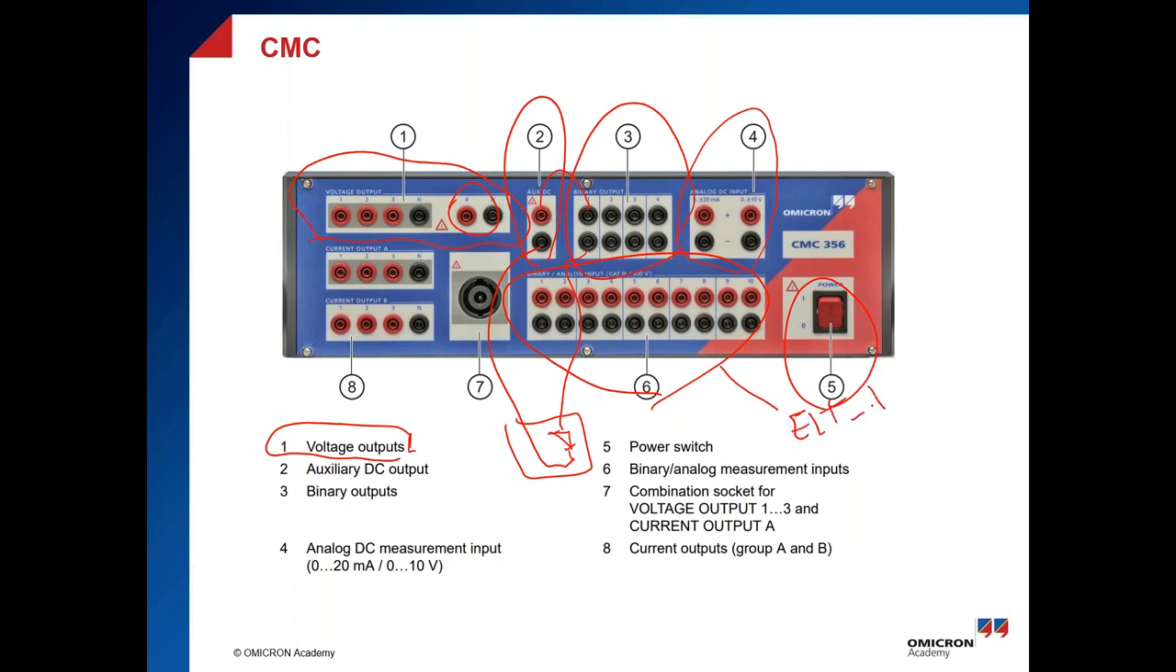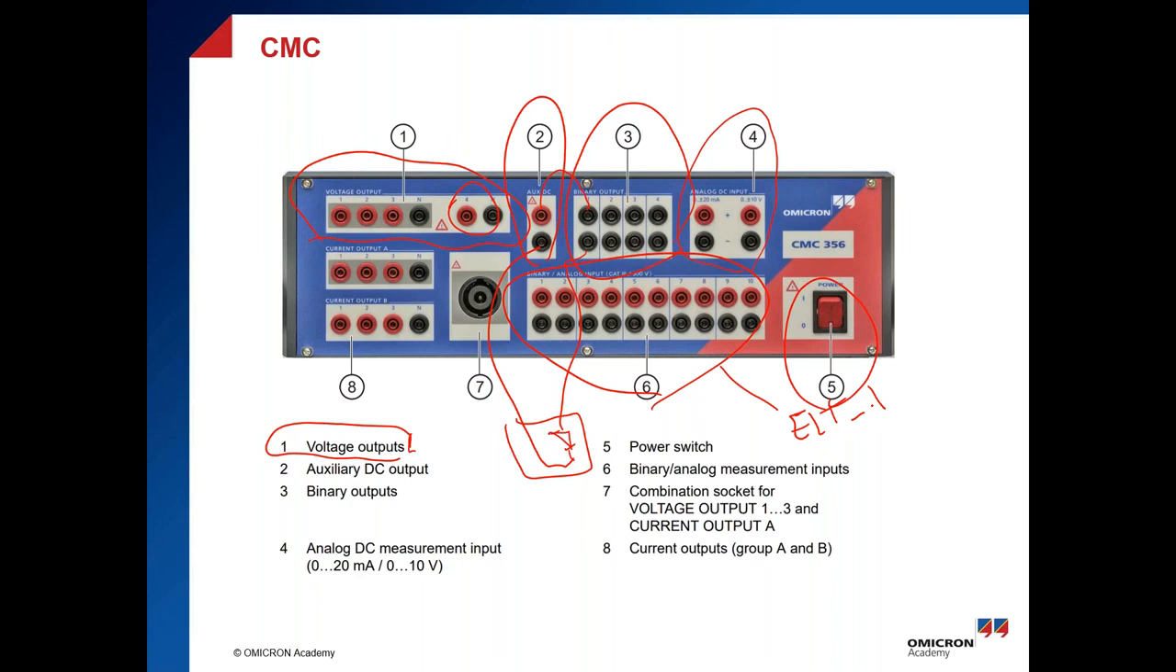ELT-1 option. The ELT-1 option is not available in CMC 356 unless you order it. But in 256 plus and 430, it is inbuilt, no need to order it. Keep in mind, if you have 356 and you need the binary input to measure current and voltage for a special application, you need to order the ELT-1 option.